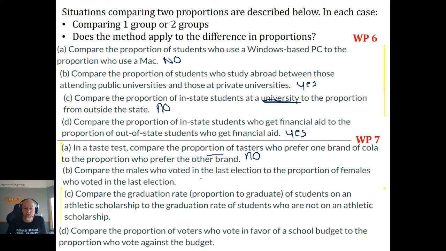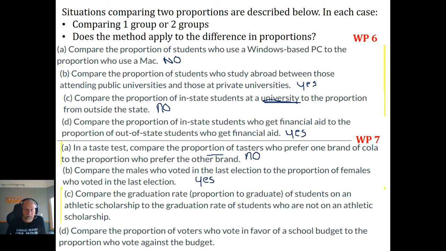Compare the males who voted in the last election to the proportion of females who voted in the last election. Now we have a group of two. Two separate groups, proportional values being compared to each other. Up here, a group of people being split into two different groups. Not the same thing.